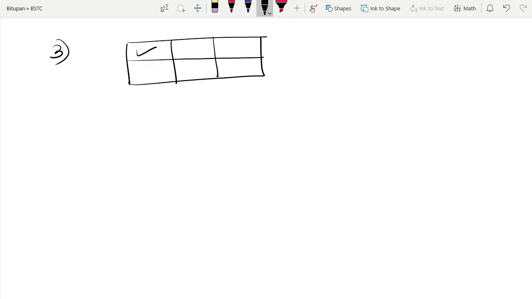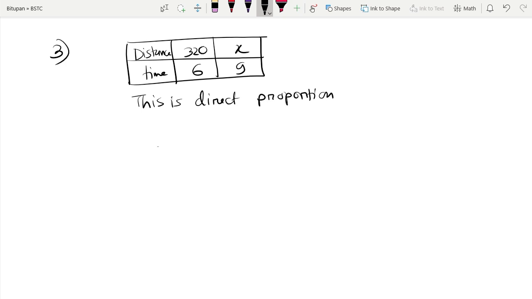यहाँ पे फर्स्ट इस बॉक्स में मैं लिखूंगा डिस्टेंस. तुम लोग टाइम लिख सकते हो, it's up to you. यहाँ पे लिखूंगा टाइम. तो 320 किलोमीटर गया 6 आवर्स में. अभी है टाइम 9 आवर्स, लेकिन हमें डिस्टेंस मालूम नहीं है. This is direct proportion. डायरेक्ट मतलब डिवाइड. तो 320 by 6 is equal to x by 9.